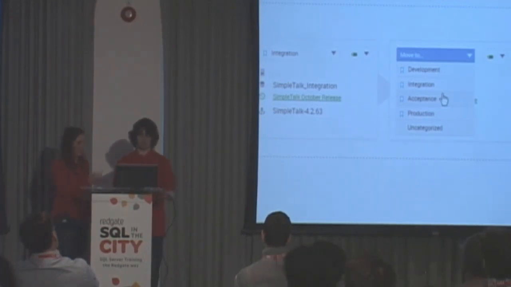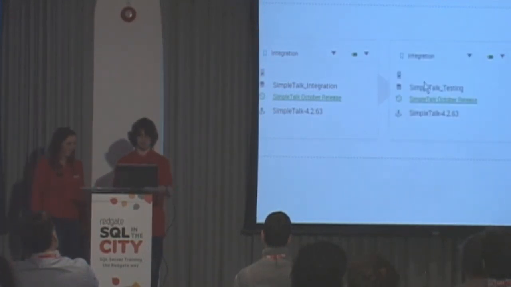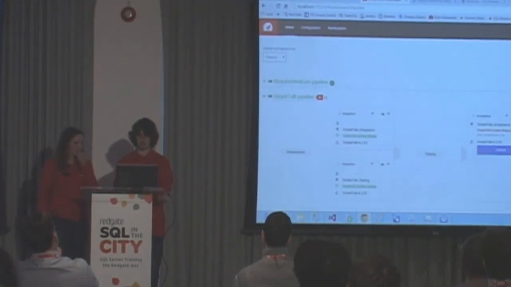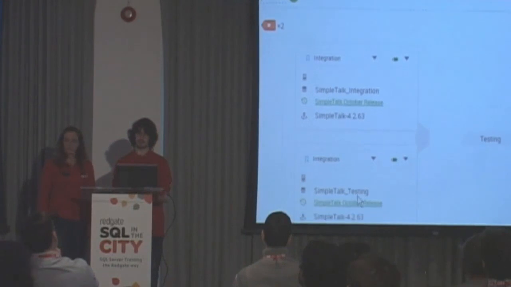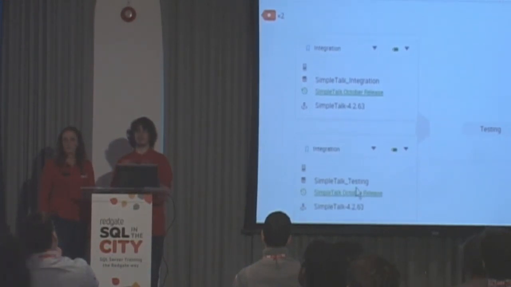Yep, we can do that as well. If I just move it to integration, for example, the dashboard will refresh, and we can now see that the integration environment has got the 2 different databases on top of each other. So if you've got more than one database per environment, they just stack up vertically, basically. So that's the way to do it.